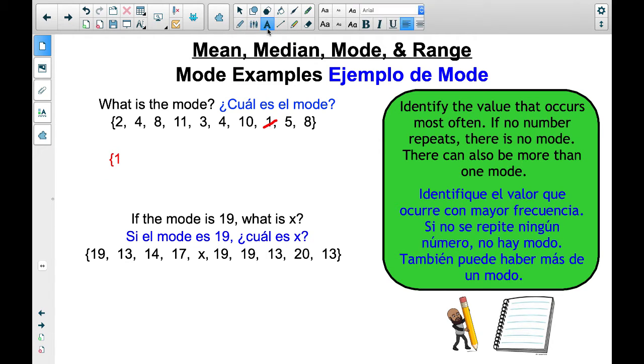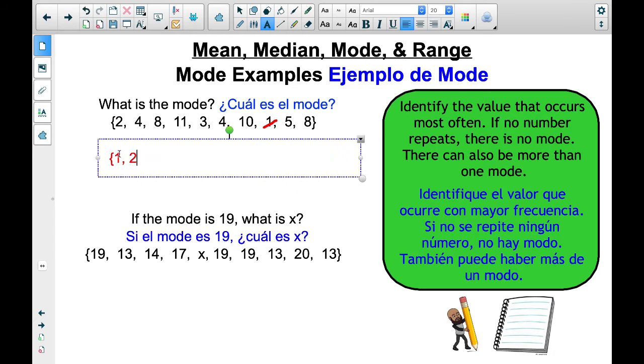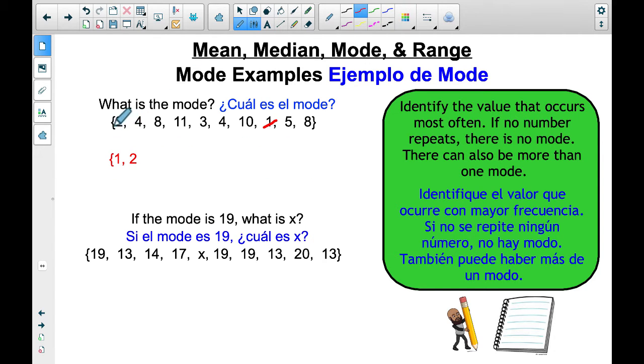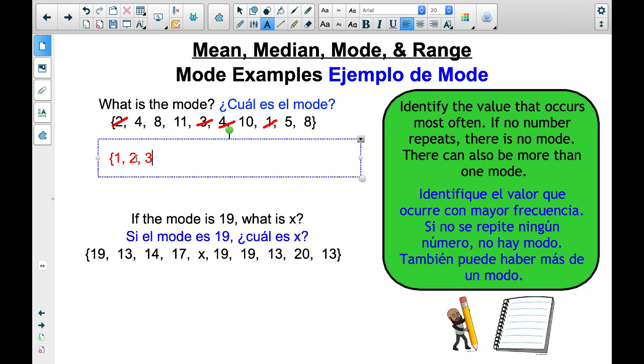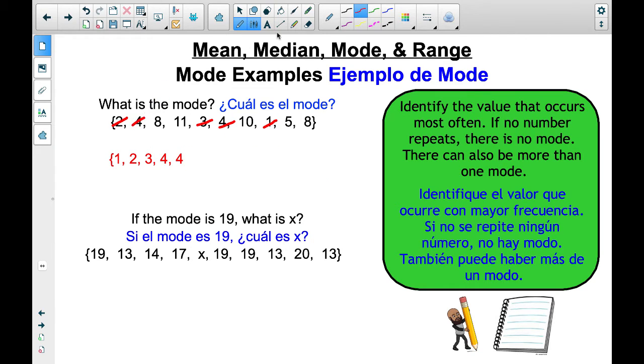So I have 1, 2. But what it's going to do is it's going to line up. We got 3, 4. It's going to line up the same numbers next to each other. So it's a lot easier to count. You do not have to do this, but it can be very helpful and can help with your organization.